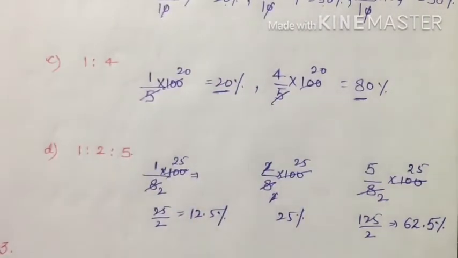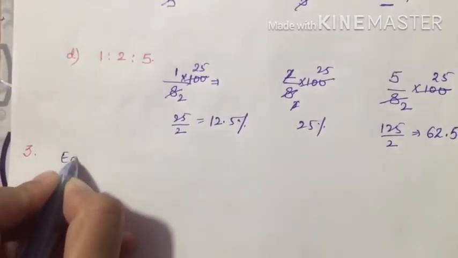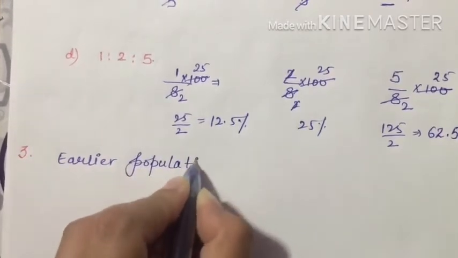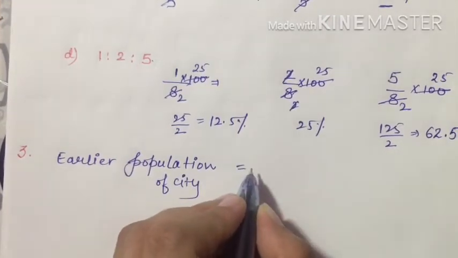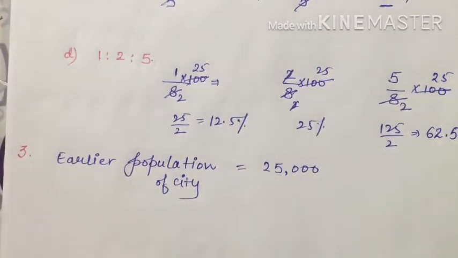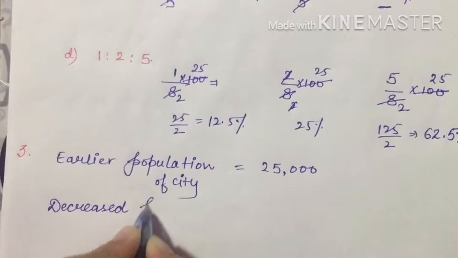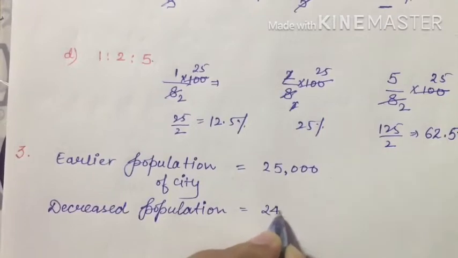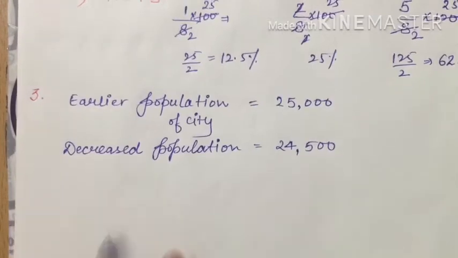Fine. So earlier population of the city, that is 25,000. Now decreased population, that is 24,500. Now we will find how much there is a decrease in population.